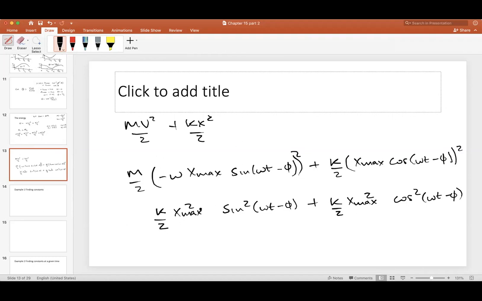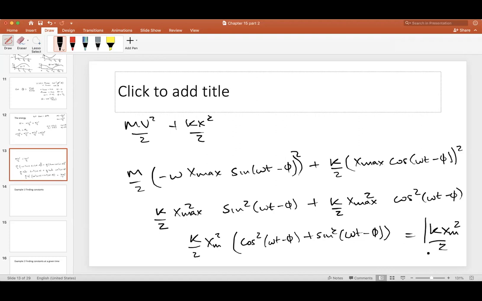And so we see that k over 2 times x max squared is sine squared of this argument plus cos squared, or cos squared plus sine squared, but that's 1, right? So this becomes k over 2 times x max squared times cos squared of (omega t minus phi) plus sine squared of (omega t minus phi), which is k x max squared over 2. The energy at any time is equal to the spring constant divided by 2 times the maximum amplitude squared.